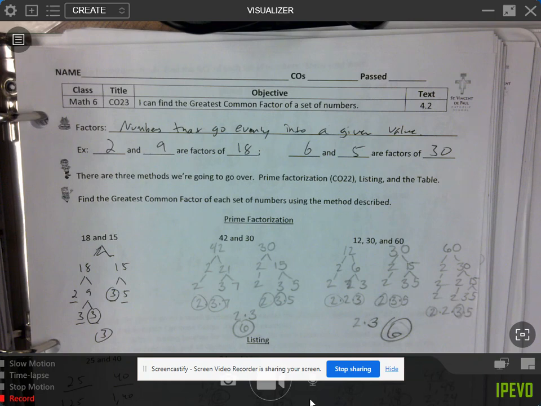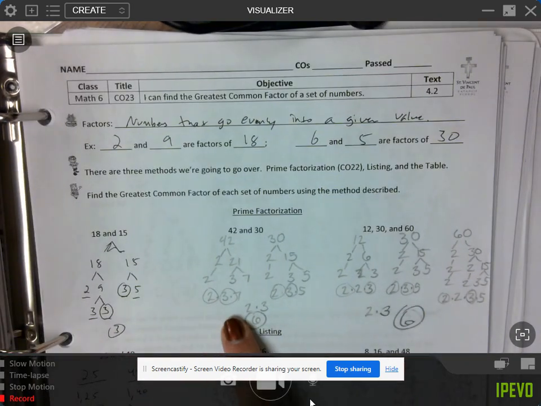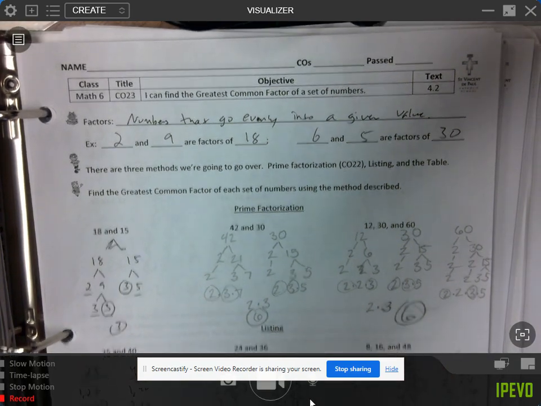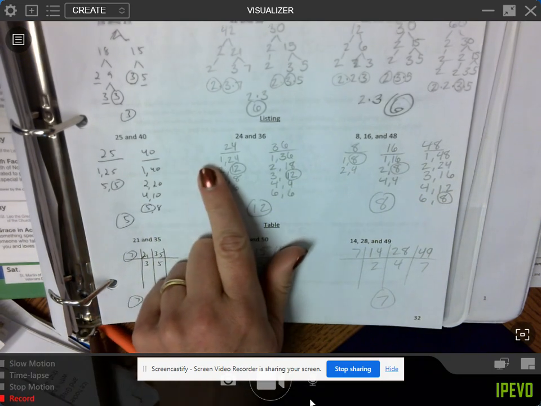Morning. Today we are correcting CO23. Yesterday we talked about the different ways we can find the greatest common factor. One way was prime factorization. We did those three in class together. The next way was listing our different factor buddies.